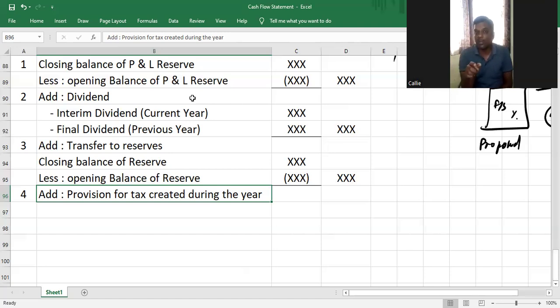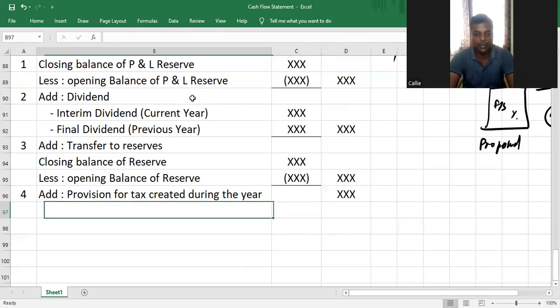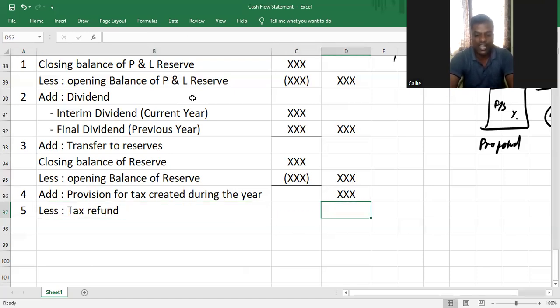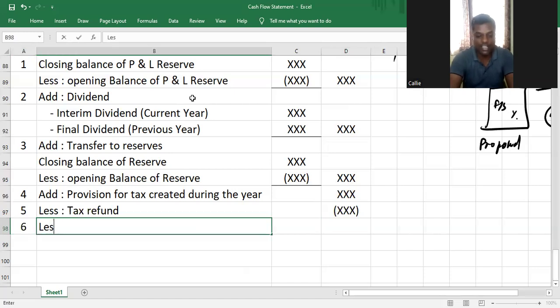We have to find that out using the working note, and we have to add it back. Understood or not, my dear children? So we add that back, and then we reduce any tax refund that we have received during the year. In case we have received any tax refunds, that would have got added to the P&L account, and that will be reduced, my dear children. Understood or not, my dear children? So tax refund, anything that you have received during the year has to be subtracted.